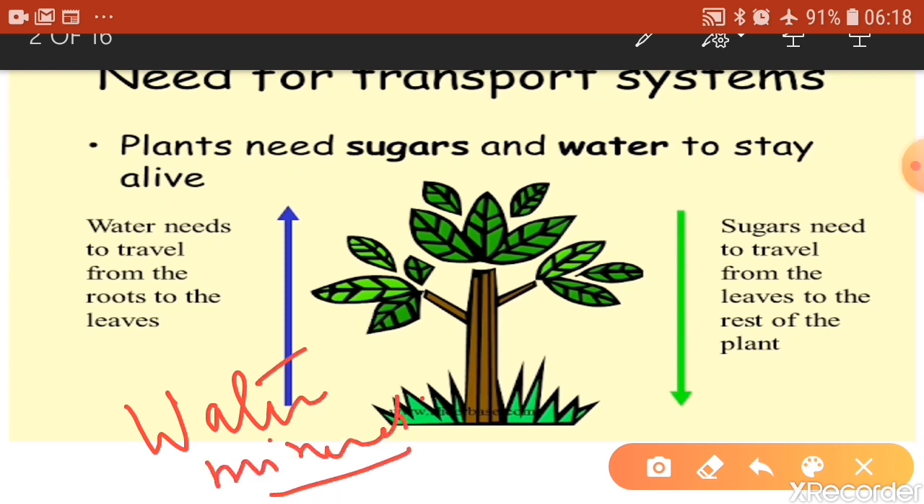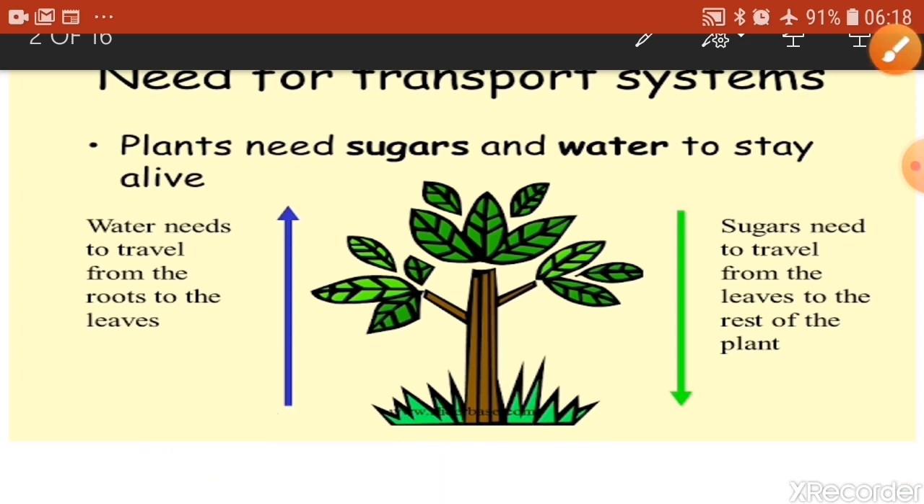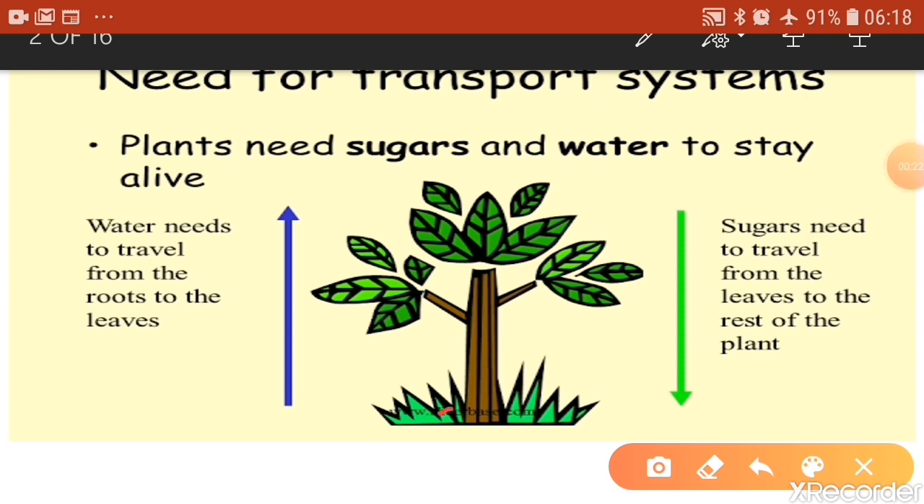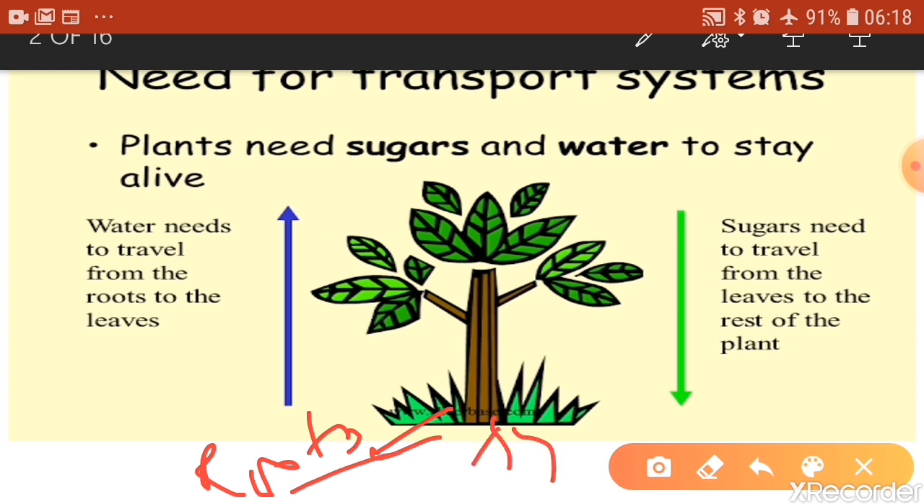Now, water and minerals are present in the soil. So, that part of the plant which is in direct contact with the soil will be the part which is going to absorb water and minerals, and that is the roots. So, water and minerals are going to be absorbed by the roots of the plants, and from here the water and minerals are to be transported to the leaves.